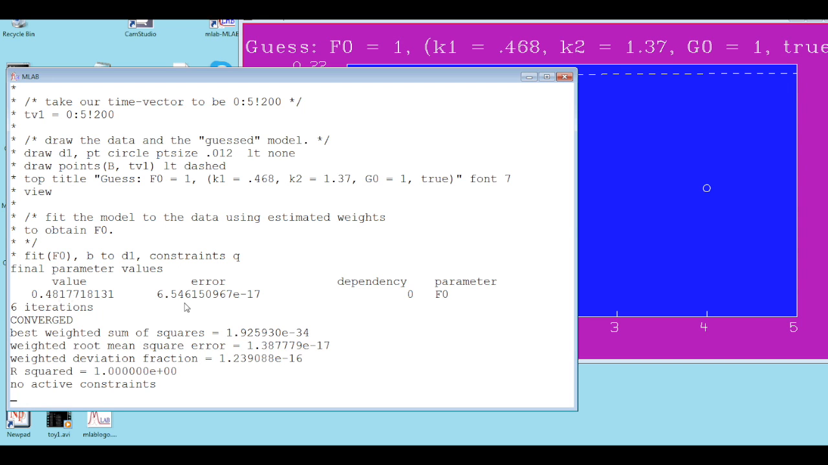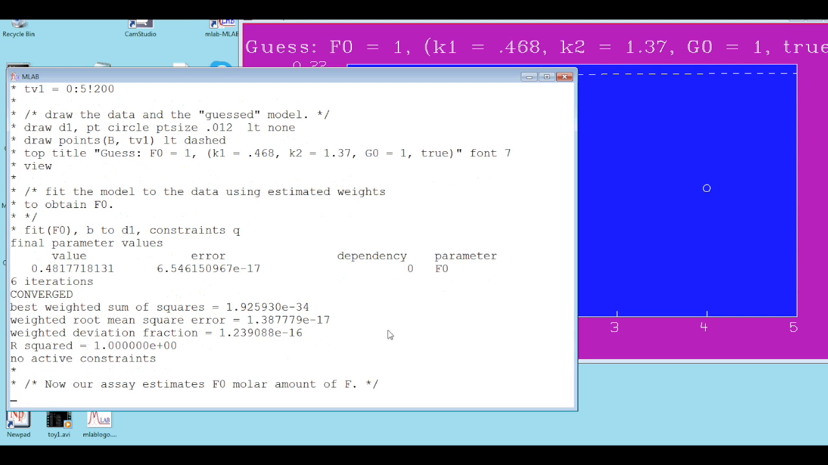And we have a very nice error in this particular case, and this is because we can fit perfectly. With 1 point, you can fit perfectly. You never have to have any deviation. So of course, this error estimate probably is meaningless, and this best weighted sum of squares is meaningful. It is very small. Okay, so continuing here, our assay.